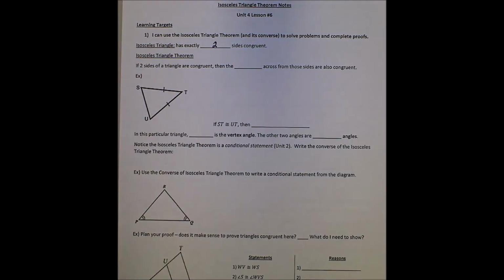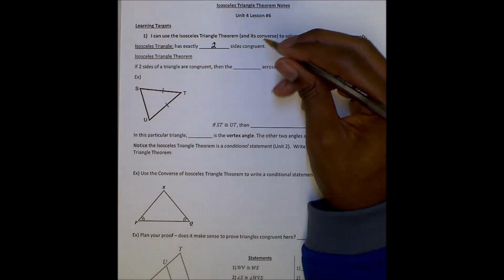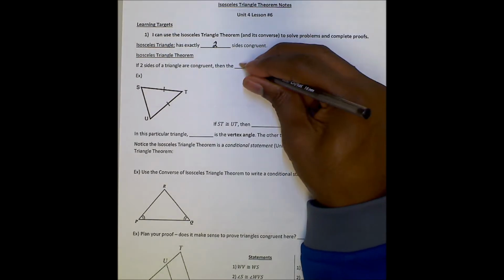The isosceles triangle theorem says if two sides of a triangle are congruent, then the angles across from those sides are also congruent.